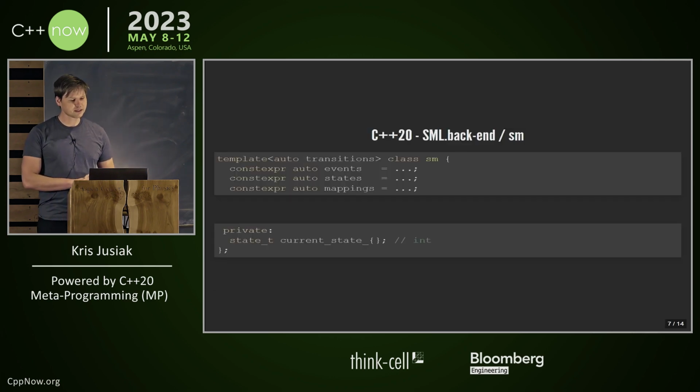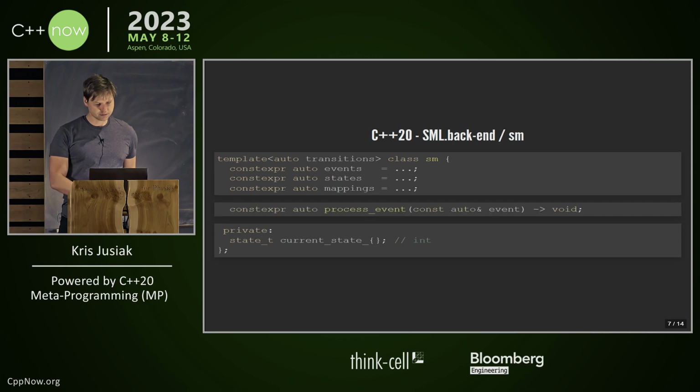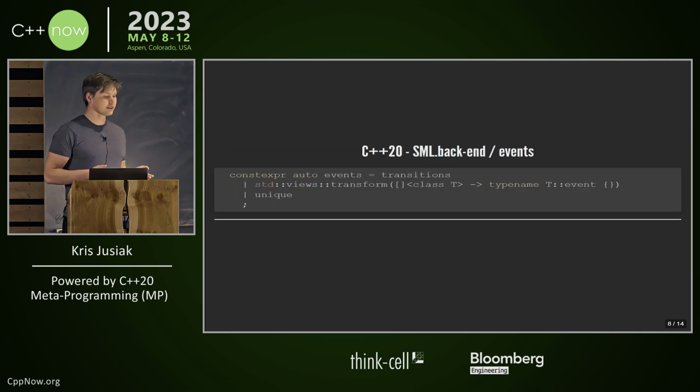So the backend is more interesting. We have the current state, which will be just an int, depending on how many states we have. And we will try to implement the event, states, and mapping with the TMP in order to get that working. And then the process event will be the function which we'll just call at the end of the current event.